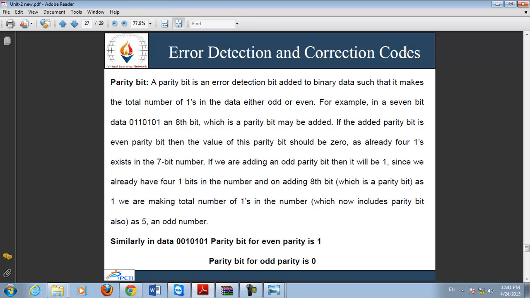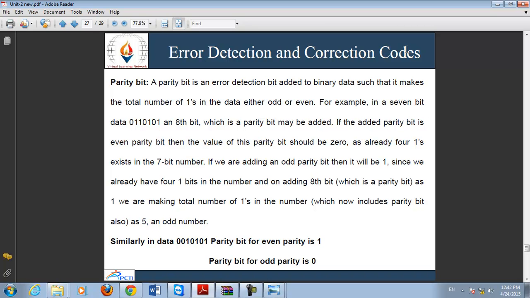There are two methods to detect the errors and to correct the errors. First is parity bit and second is Hamming code. Parity bit is basically used to detect the error, not correct the error. By using the parity bit, you can detect only a single bit error. If you send 7 bit data, then the 8th bit is the parity bit which you add. The parity can be even parity or odd parity.